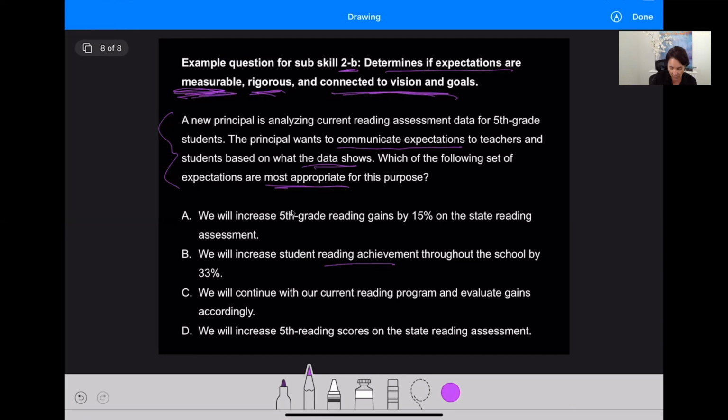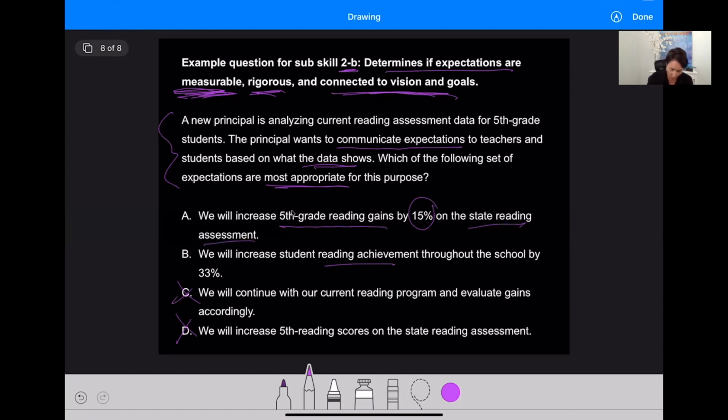Now, this measurable piece is important. Can I measure D or C? We will continue with our current reading program and evaluate accordingly. That's not specific enough to be measurable. D, we will increase 5th grade reading scores on the state reading assessment. By how much? How long are you going to do this? There's no measurability there. Take that out. So A, we will increase, here we go, specific, 5th grade reading gains by 15%. And here we have the specific test that can be measured, state reading assessment.